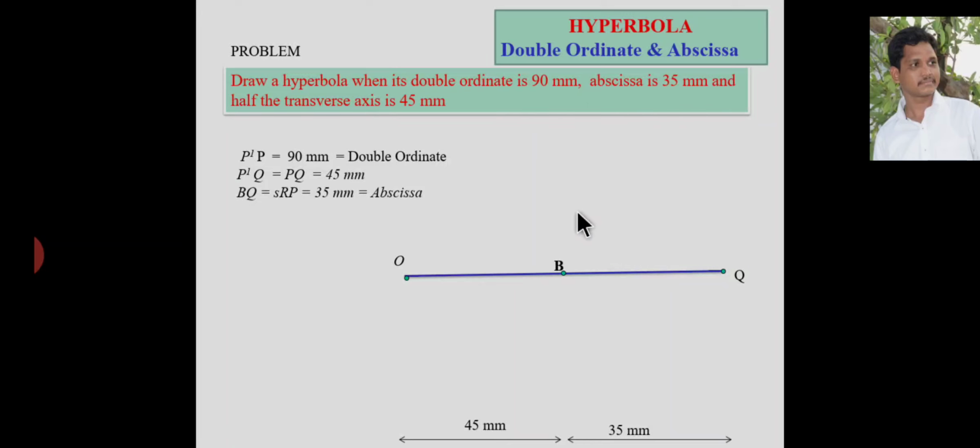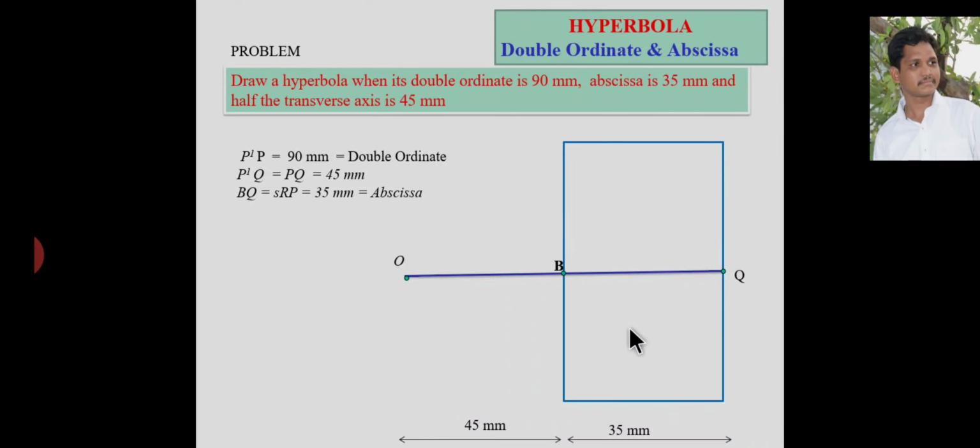So you have to consider a rectangle like this. Construct a rectangle of dimensions base 35 mm and height equal to 90 mm. This 90 mm is equal to the length of the double ordinate. So from here to here the length is 90 mm. From here to here the length is 45 mm and from here to here the length is 45 mm. The base is 35 mm.